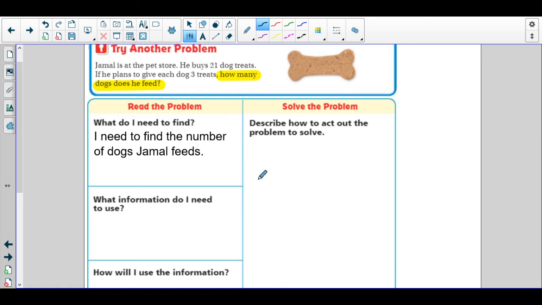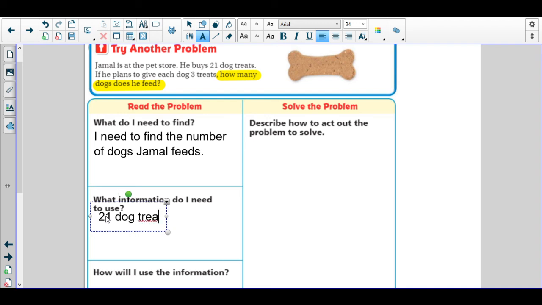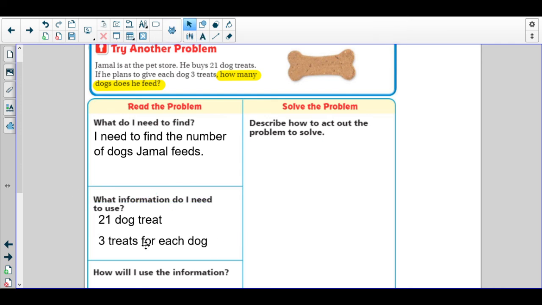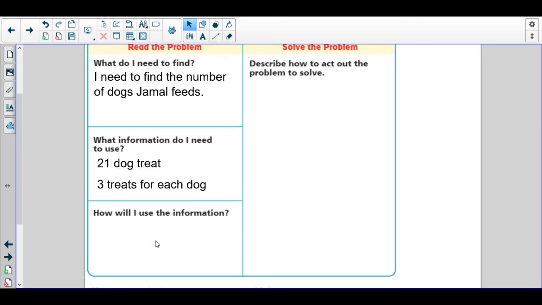What information do I need to use? Well, we've got some information here that's going to be useful. Okay, we have 21 dog treats. And the plan is 3 treats for each dog. So that's the information we're going to use. And how will we use this information? Well, the book here says act out.